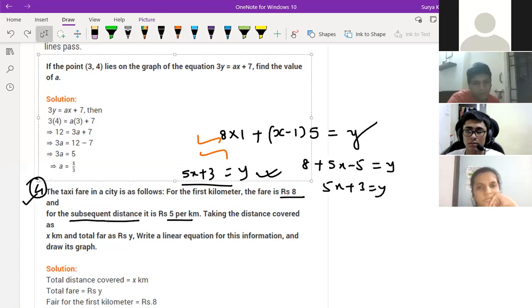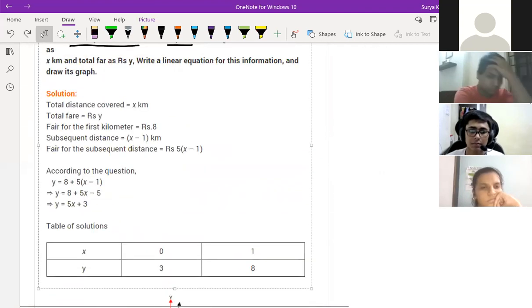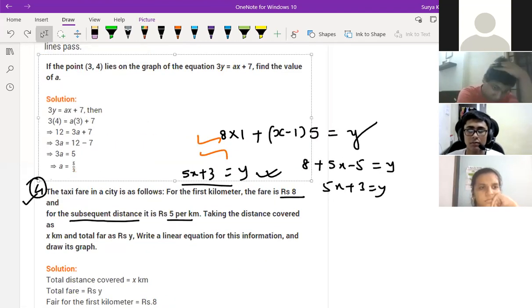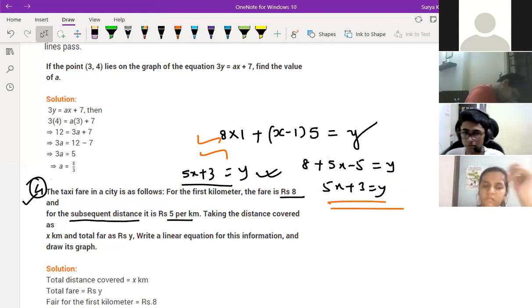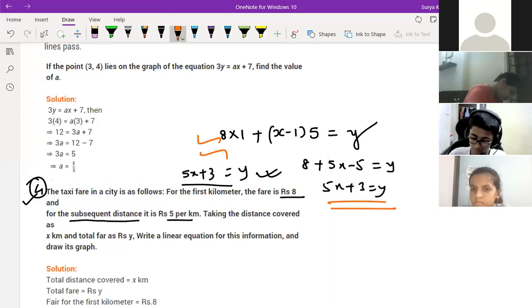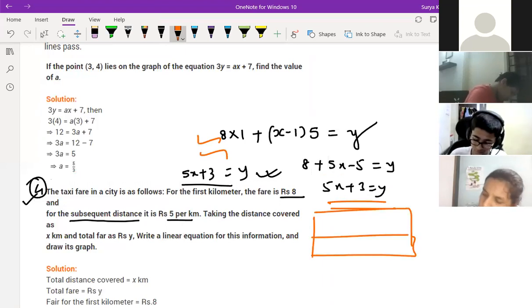Okay, next question. Anyone having doubt in this question, children? No, sir. So here they are saying write the linear equation for this information and draw its graph. So for this you can draw the graph, right? Draw the graph for this, all of you children. 5x plus 3 is equal to y. Draw the graph how it comes. Or tell me only the coordinate part and you can draw the graph at home. X and y, what should you take?